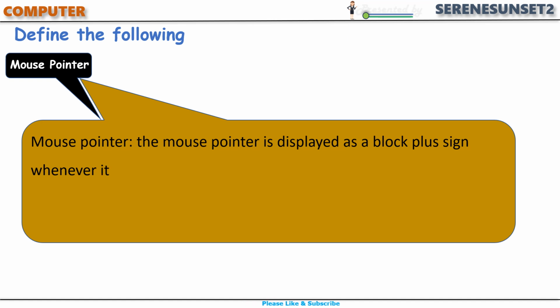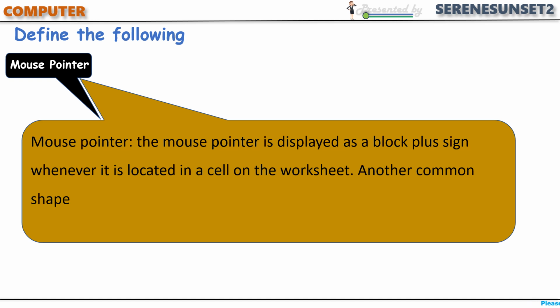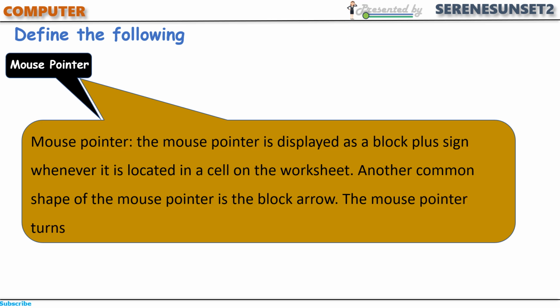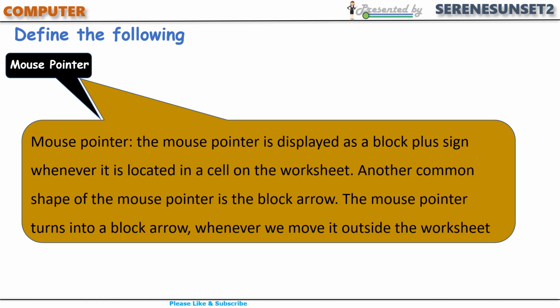A black plus sign whenever it is located in the cell on the worksheet. Another common shape of the mouse pointer is the block arrow. The mouse pointer turns into a black block arrow whenever we move it outside the worksheet.